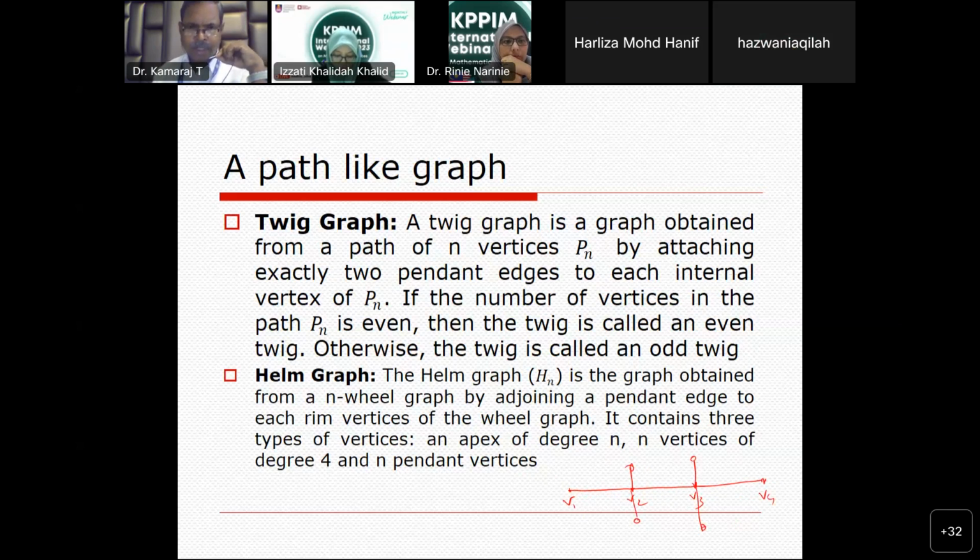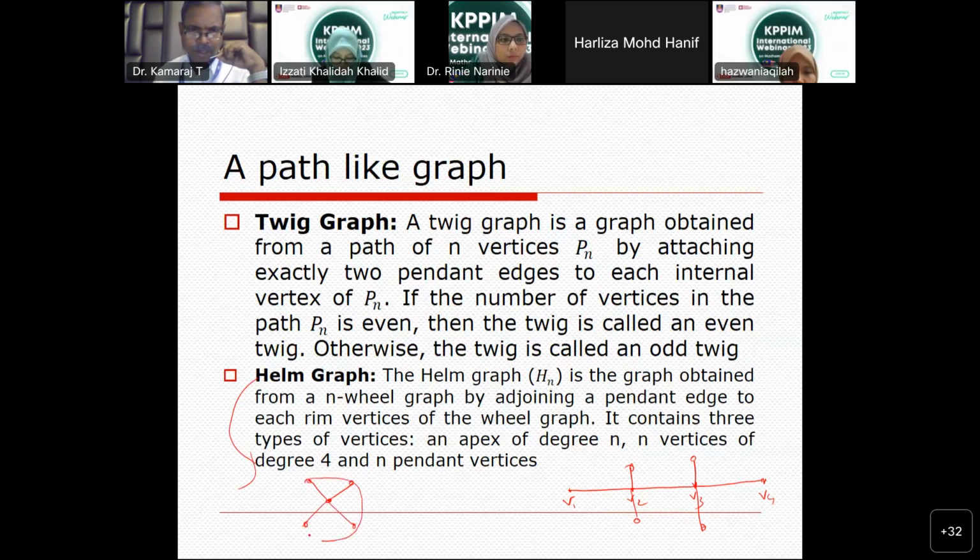So such a graph we are calling a twig graph. And hem graph is obtained from the wheel graph. So in the wheel graph, you know, there is a central vertex and it is attached to some of the vertices, and those vertices are connected by the rim edges. Rim means the vertices at the circumference. Now you extend these rim vertices and join each to another vertex. Such a graph we are calling a hem graph. So a hem graph is an extension of the wheel graph where the circumference vertices are extended and joined to some other vertices.